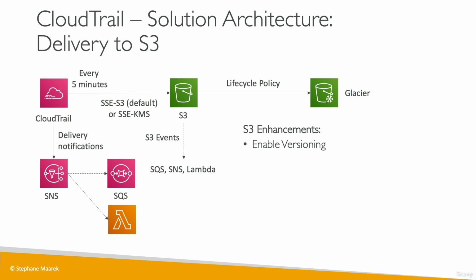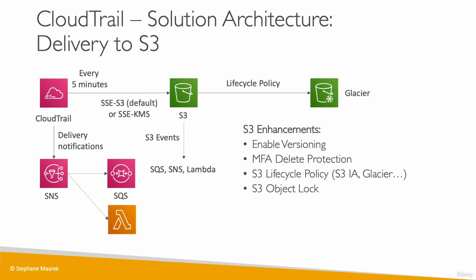So we can enable versioning to prevent accidental deletes. We can have MFA for delete protection. We can have S3 lifecycle policy, as I said, to move it to S3 IA or Glacier. You can have S3 Object Lock to make sure that the S3 bucket's objects are never deleted and will never be modified as well. So this could be very powerful.